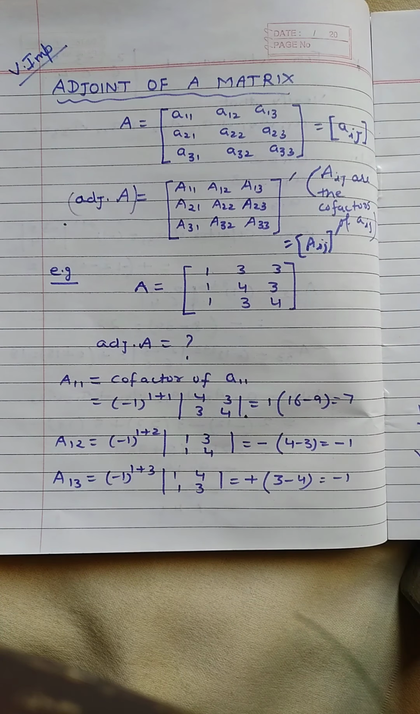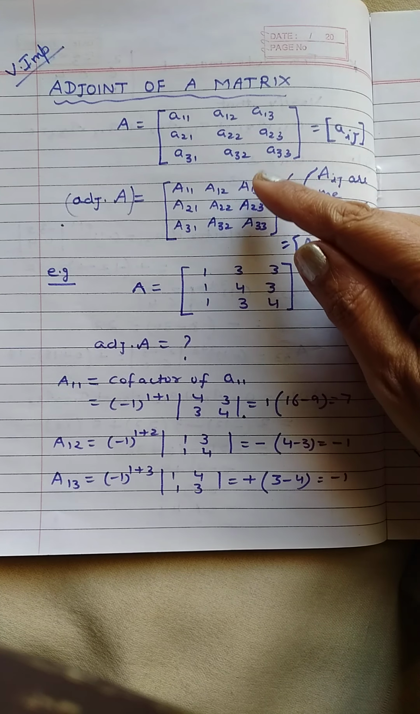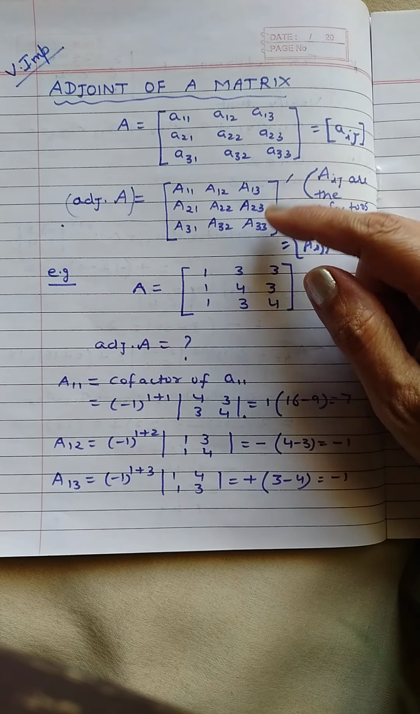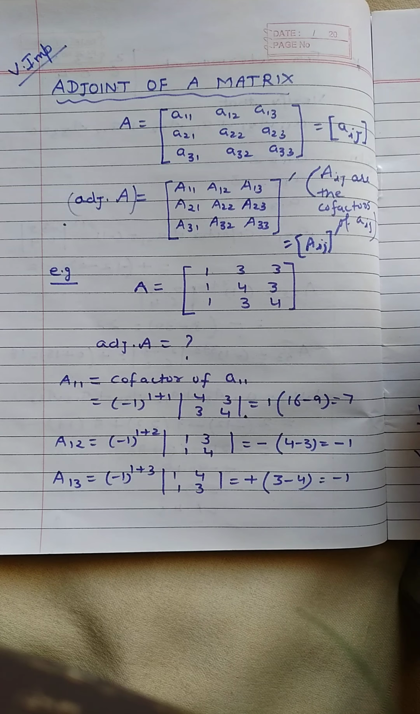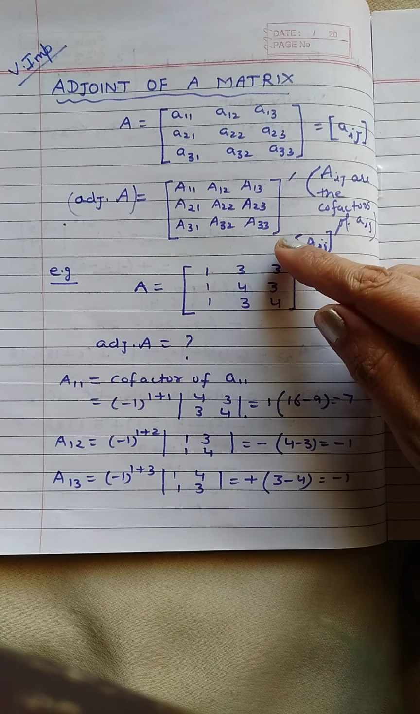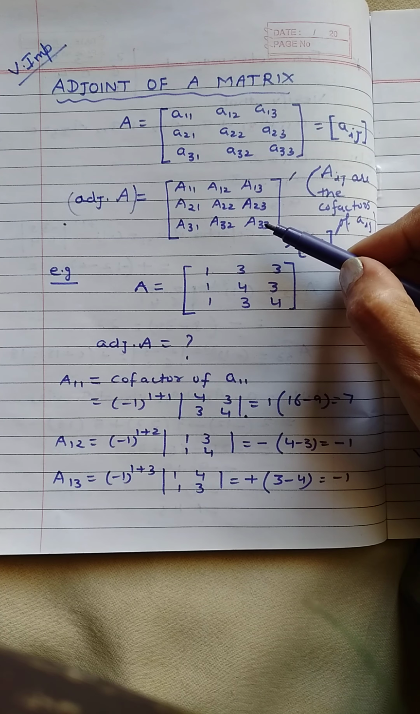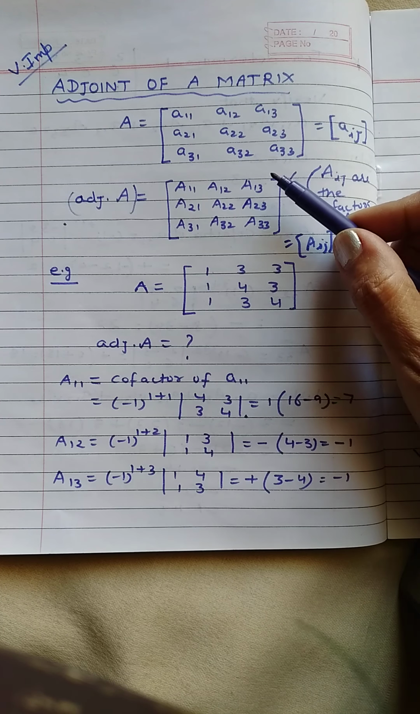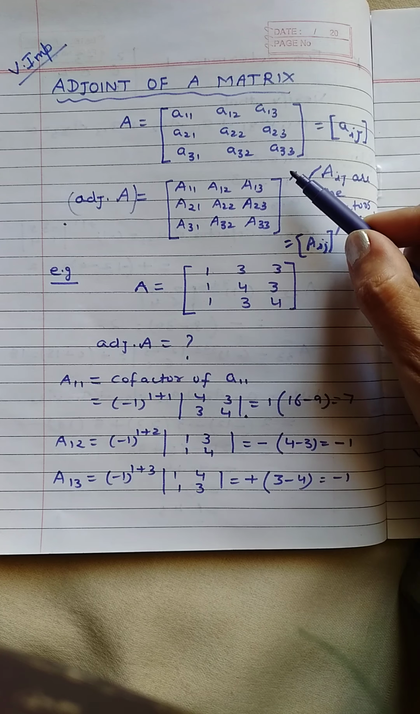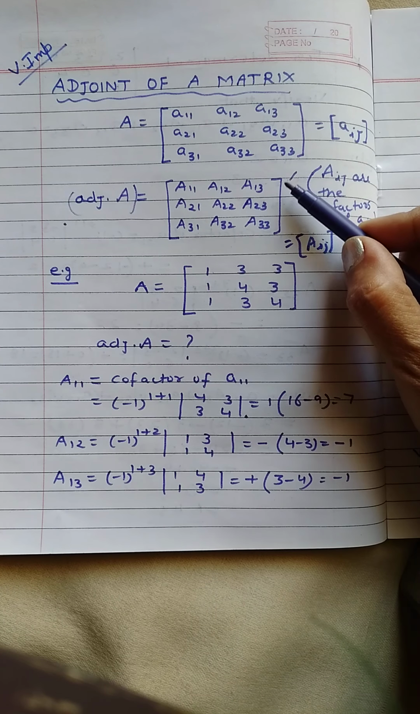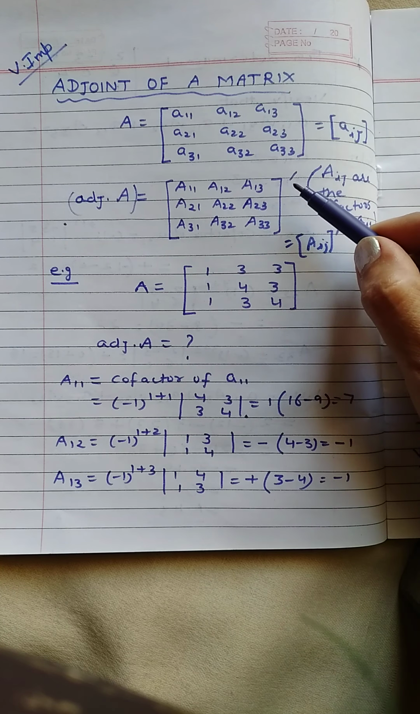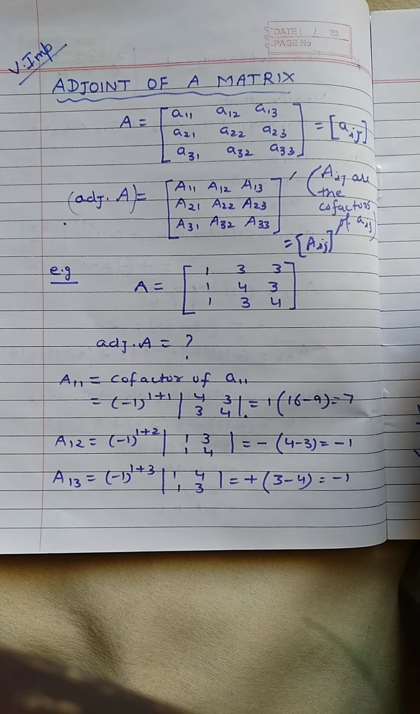Whenever we have to find the adjoint of a matrix, there are 3 steps. First step, we will take the cofactors of every element of that matrix. Secondly, we will keep those cofactors in the place of the elements, means we will replace the elements with their cofactors. And thirdly, we will take the transpose of that matrix. So these are the 3 steps.